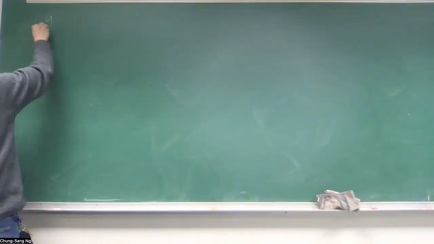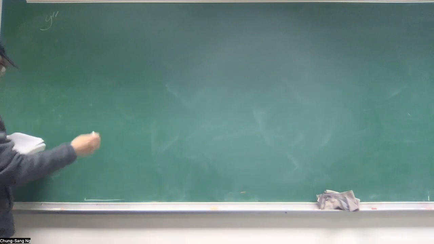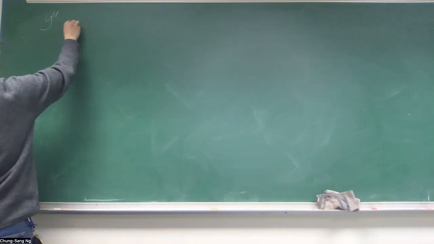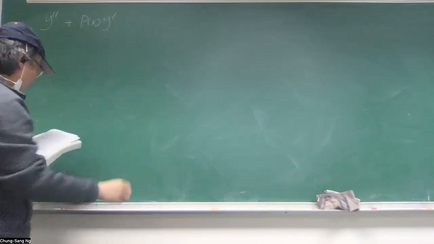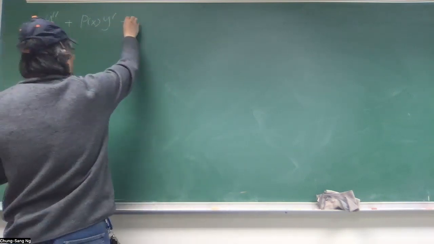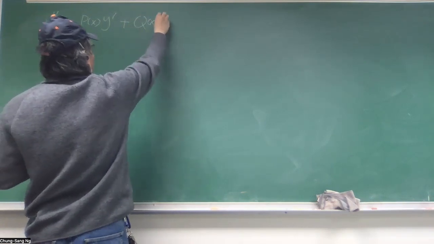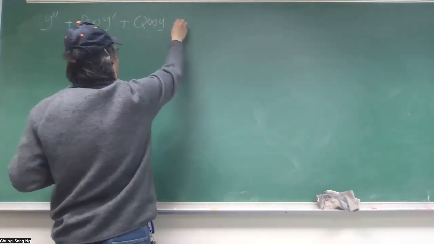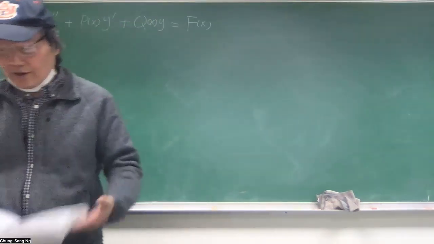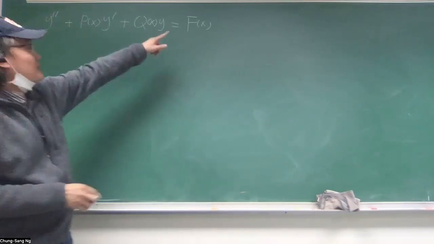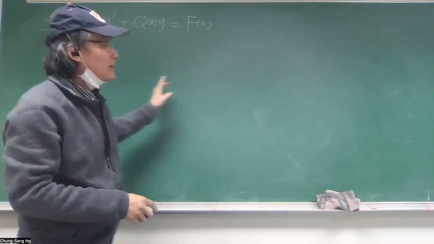Now, the form of the differential equation is y double prime, which is d squared y over dx squared, plus p, a function of x, times y prime, which is dy/dx, plus q, a function of x, times y, equals f as a function of x. This is the homogeneous part. This is the inhomogeneous term. If this is zero, then this becomes a homogeneous equation.